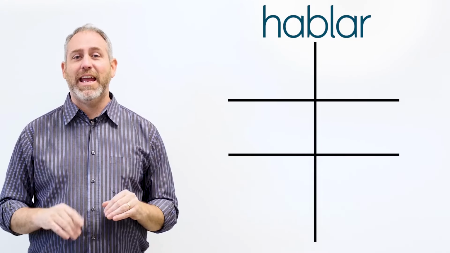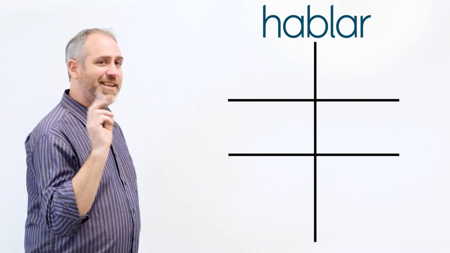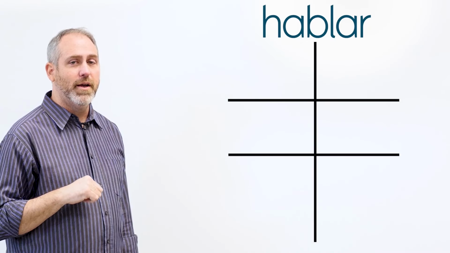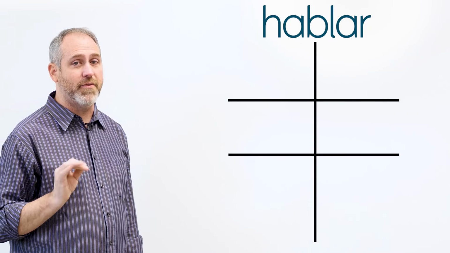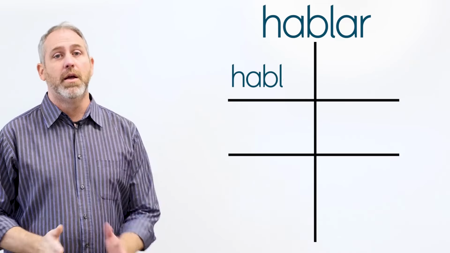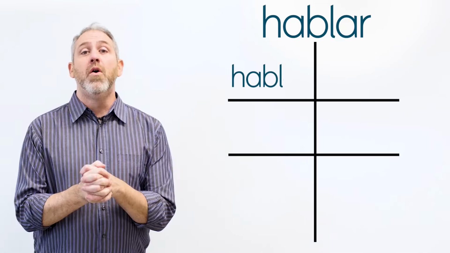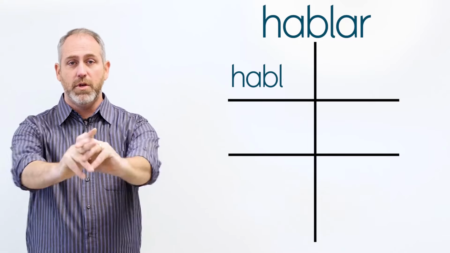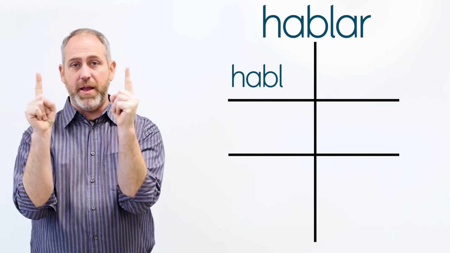First thing we're going to do always is take off the AR. Now in the verb hablar, we take off the AR. Now we're just left with HABL. Now all we have to do is apply the endings, okay? Apply the endings. So we're going to say back to I speak.